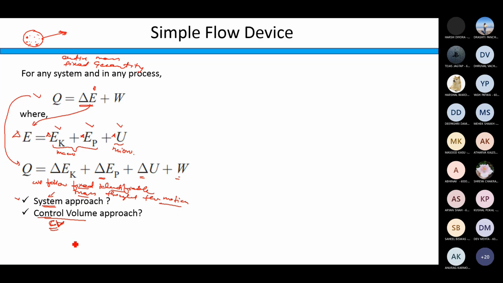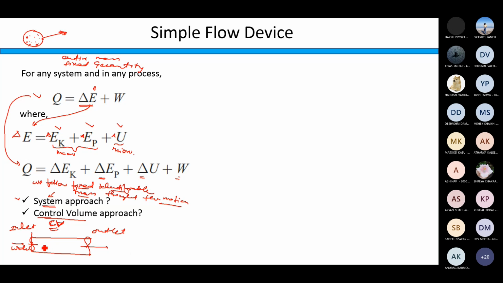I will explain the control volume approach using a simple example. Let us say you have a pipe like this, and water is flowing through this pipe. This is the inlet and here is the outlet. Now imagine, can you follow the fixed identifiable mass of the water through this device or through this pipe? Is it possible?